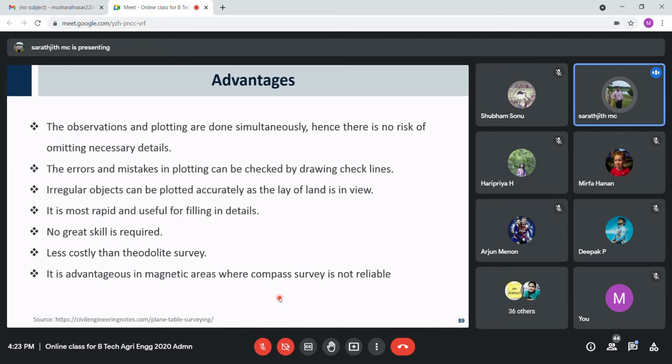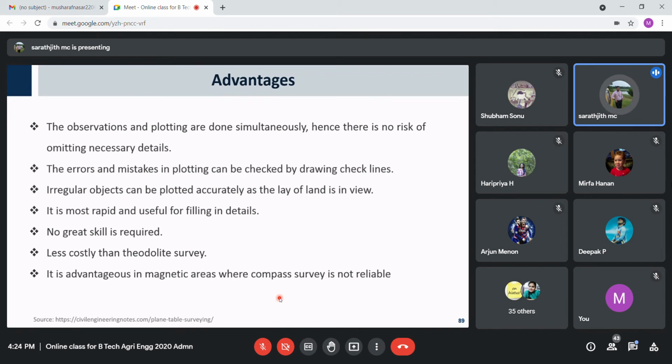You will be able to do the plotting of the vertices of the irregular object using plain table surveying. And it is the most rapid and useful for filling in details, because if you want more intense details about the features within an area, this is the right choice. And the method is very rapid in the sense your plotting will be done simultaneously with the observations.